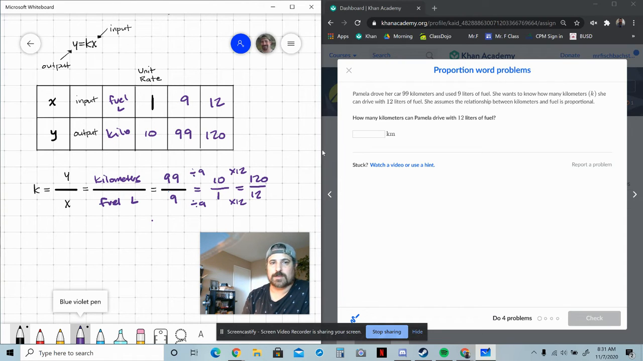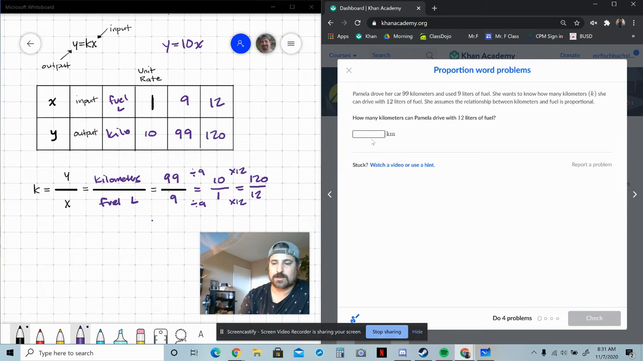The equation would be, in this case, y equals 10x, right? Because for every liter of fuel, you can travel 10 kilometers, and so on and so forth. All right, so the correct answer here is 120.